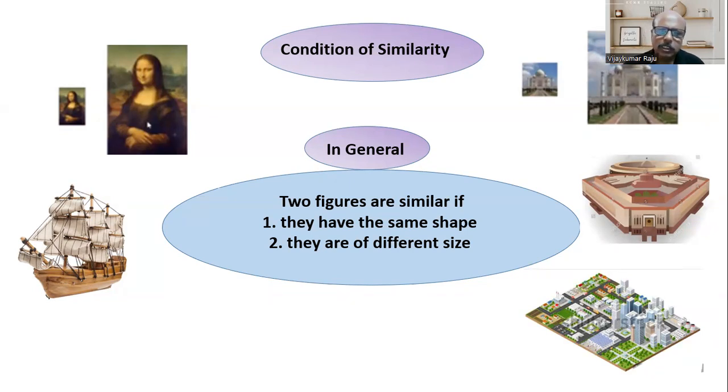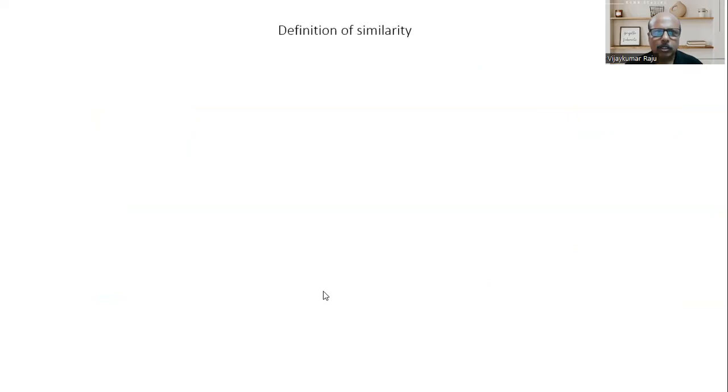So these are all the things which we come across in our day-to-day life, and they all are similar figures. All the above are similar to the original things. This is a building. Original size, it's a big thing, but it is similar to the original. Now let us write the definition of similarity.